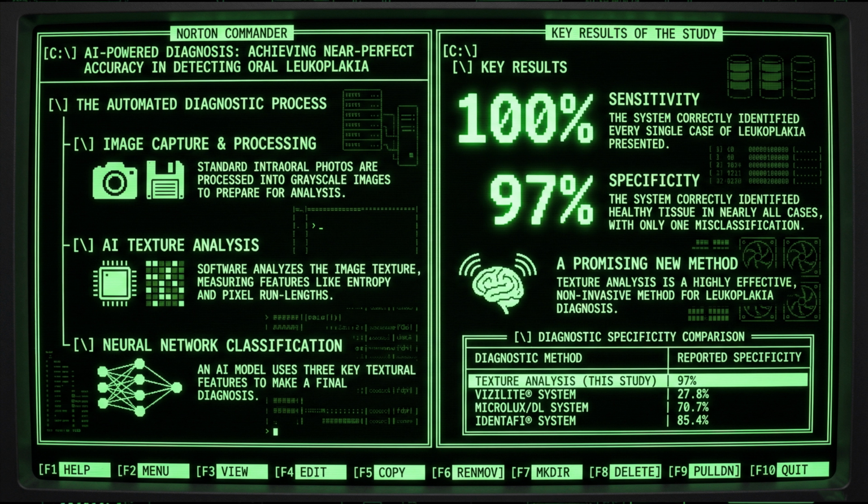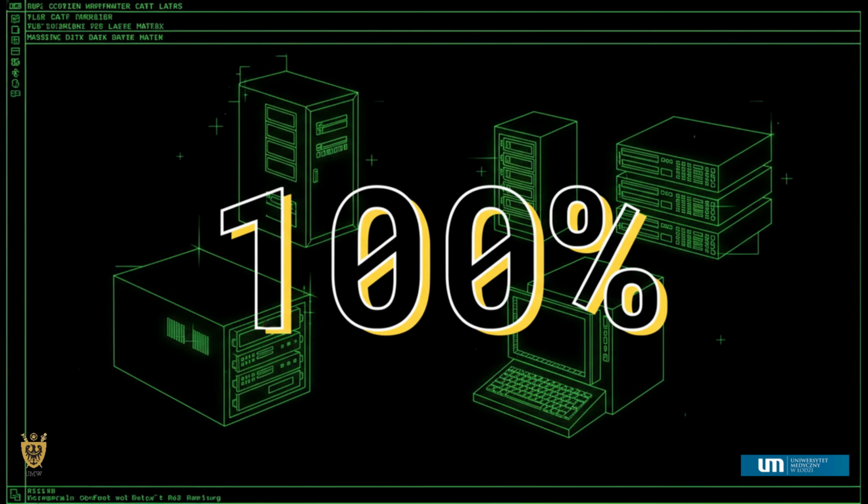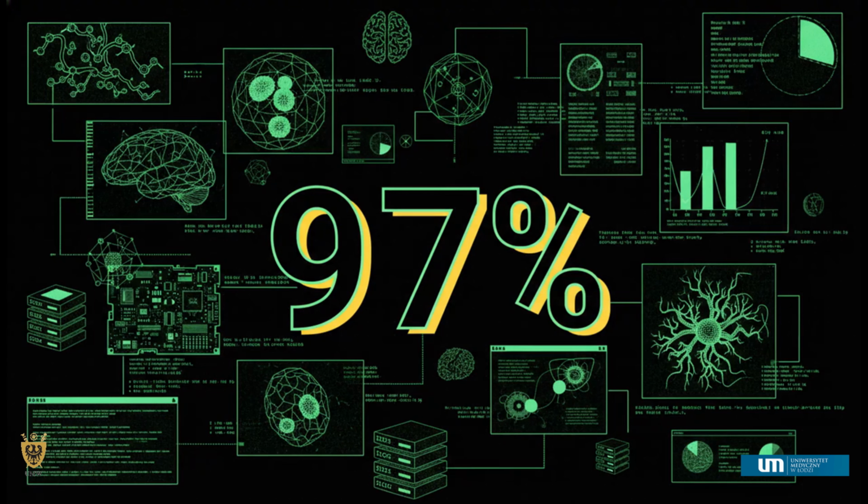So now we get to the most important part, the results. How well did this thing actually perform? The first number is sensitivity, and the result was a perfect 100%. Let that sink in for a moment. What that means is the system correctly identified every single case of leukoplakia it was shown. Zero false negatives, no missed cases. That is huge.